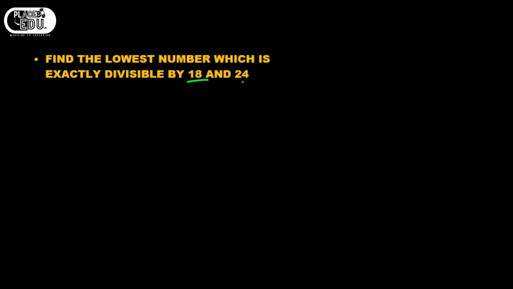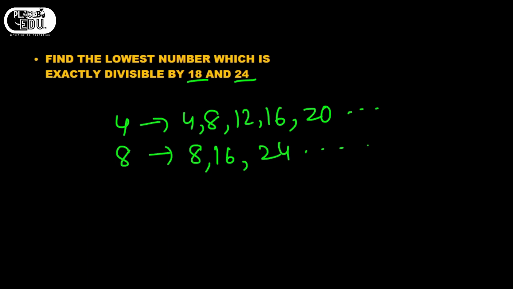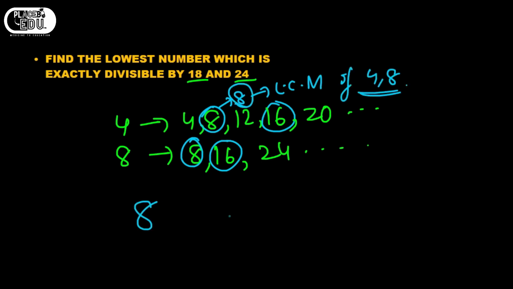Find the lowest number which is exactly divisible by 18 and 24. For instance, let me consider two small numbers, that is 4 and 8. Multiples of 4 are listed, and here I have to consider the common multiples. 8 is a common multiple, 16 is a common multiple, and so on. So many of them will be there, but these are the common ones, and the least of them is 8. 8 is nothing but the LCM of 4 and 8, right? 8 is the number which is divisible by 4 and 8: 4 2s are 8 and 8 1s are 8.